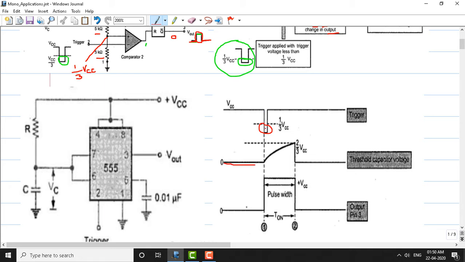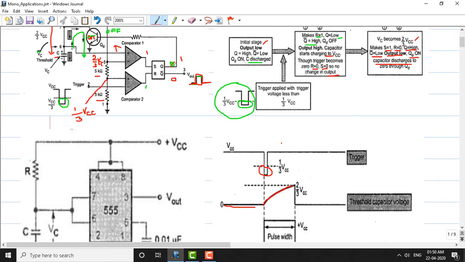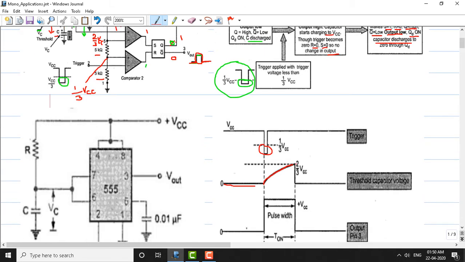The moment the trigger pulse goes low, capacitor starts charging. It charges all the way to the 2 by 3 VCC. The moment it charges to the level of 2 by 3 VCC, we have seen that output changes its state and the Q becomes 1, and once Q becomes 1, the capacitor finds a path to discharge. So capacitor discharges, and the voltage across capacitor becomes 0 once it is discharged here.